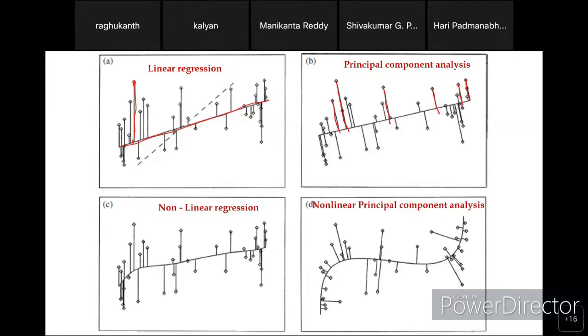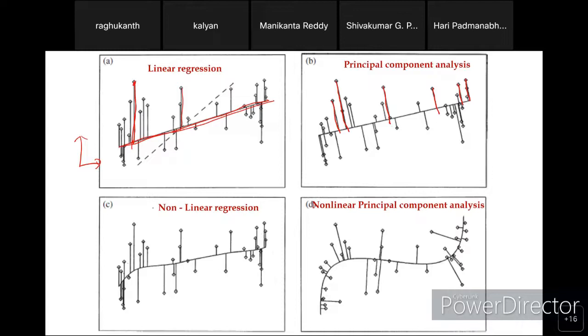Now, linear regression means the coordinate system is set. You are not rotating the coordinate system, simply you are fitting a straight line. That means you are minimizing this error. In PCA, you are not fitting a line, but you are trying to rotate the coordinate system such that in one direction variance is high, in the other direction variance is small. So this is the difference between regression and PCA. In PCA, we are not interested in fitting a line, but we are rotating the coordinate system such that the dimensionality is reduced.